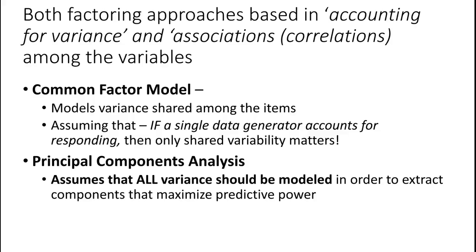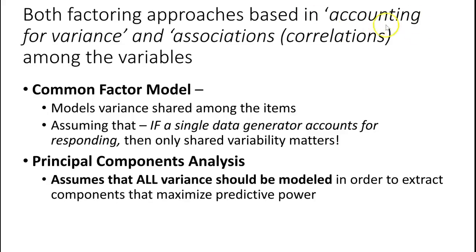Anything else has to be assumed to be error variability, and we don't want to model that, because the equation that describes the items is: the score on an observed variable equals the factor plus error. We don't want to model that error term because that's sources of responding that cannot be accounted for by the underlying factor. And in a PCA, an attempt is made to extract or model all of the variability, because even the error variability may contain some systematic variability that could be used for prediction.